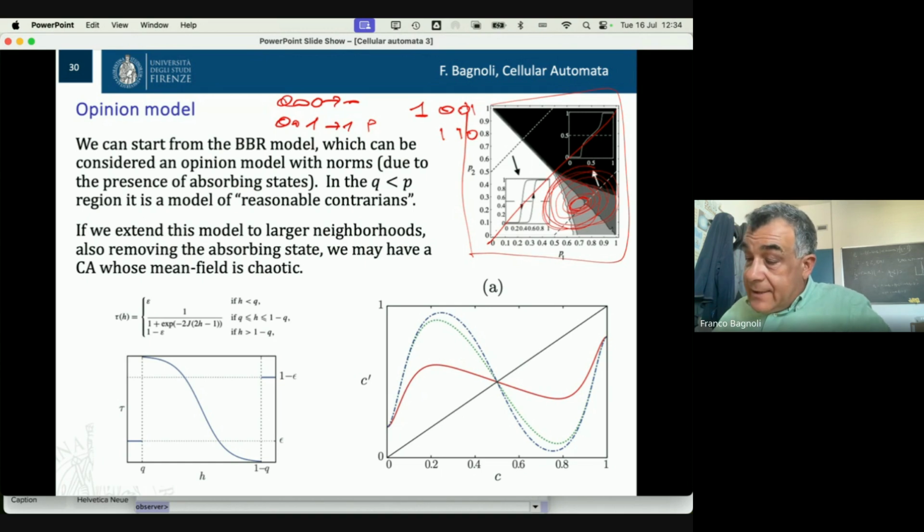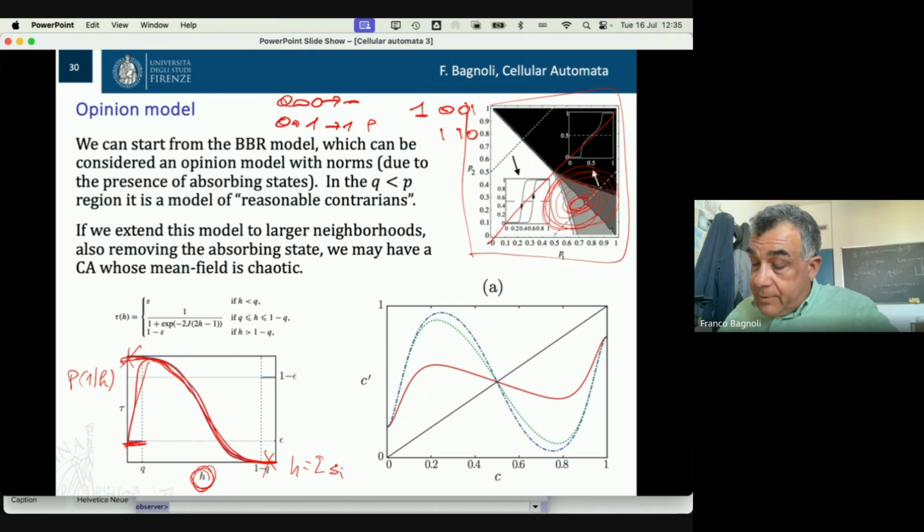We can generalize this to a totalistic model with, say, this is the local field, so H is the sum of the sites in the neighborhood. And this is the probability of having 1 given H. It's like here you have an anticonformistic behavior. You can also eliminate, if you want, the absorbing state by putting something like this, or simply putting something here which is neither 0 nor 1. So we don't have an absorbing state now.